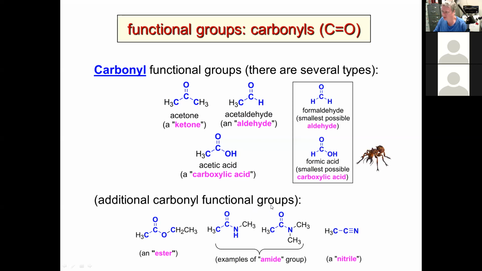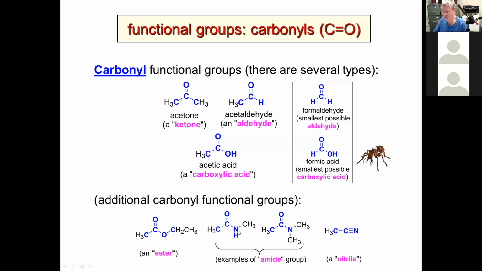Additional carbonyl functional groups. An ester. What is an ester? An ester is a C double bond O, carbon on one side, oxygen on the other, just like a carboxylic acid, right? Except now you have a carbon instead of a hydrogen. So that's called an ester. So this is an example of an ester, okay?